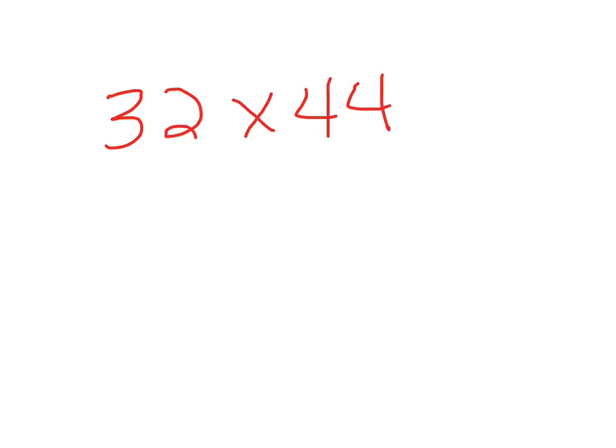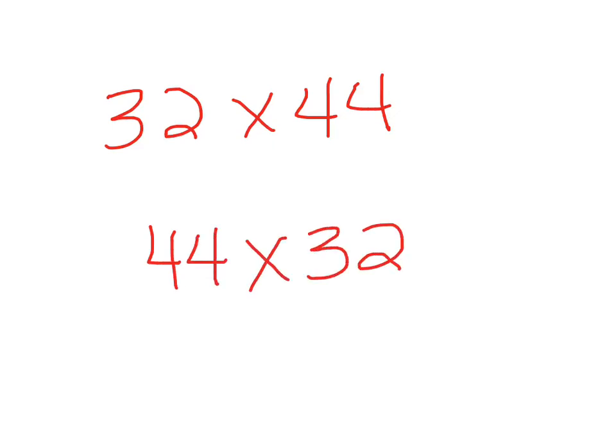Let's do a couple. Number 1, it says, which of the following expressions is equivalent to 32 times 44? Okay, so basically all they did was rewrite 32 times 44. All they did was flip it and said 44 times 32. That's the same, isn't it? Okay, that is the same. Same as the commutative property, where you just flip the numbers around.